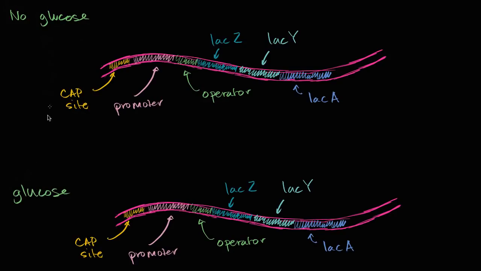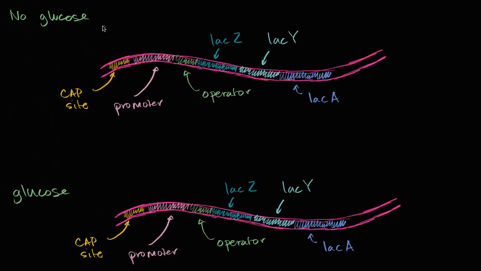And we could talk about both of these situations in the presence of lactose or not in the presence of lactose. But if we don't have any lactose around, then we're not going to have the allolactose around, and then you're just going to have the repressor sit on the operator, and you're not going to have any transcription. And that's going to be whether or not we have glucose.